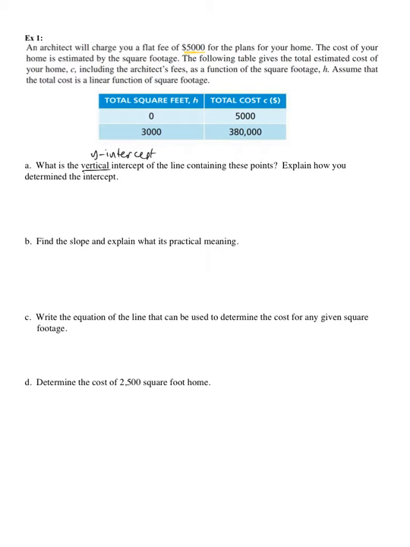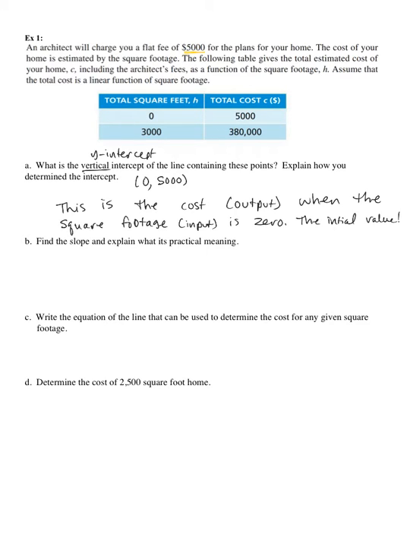So the intercept, the initial cost, is 5,000. The initial is the initial value. It's the cost, the output, when the square footage, the input, is 0. Great. Now we're supposed to find the slope and explain what it means. We've got this data point: when the square footage is 0, our output, our cost, is 5,000. And now if we build a 3,000 square foot home, that's our input, then the output, that cost, would be 380,000.